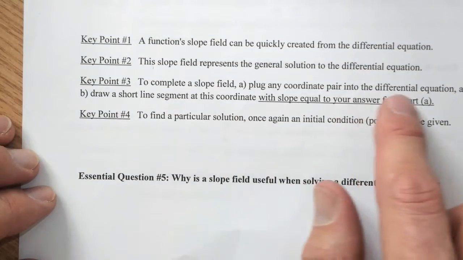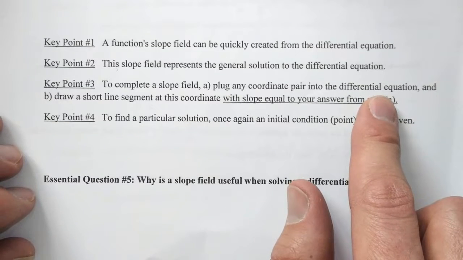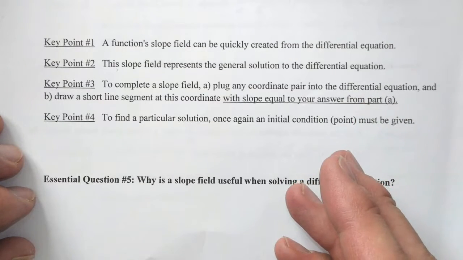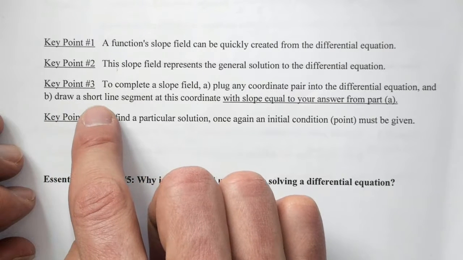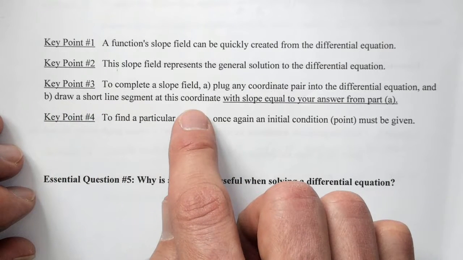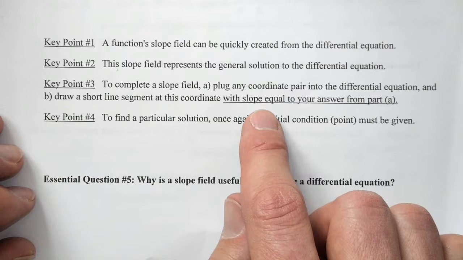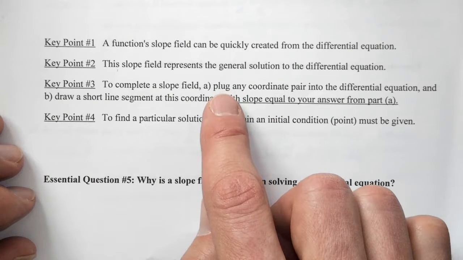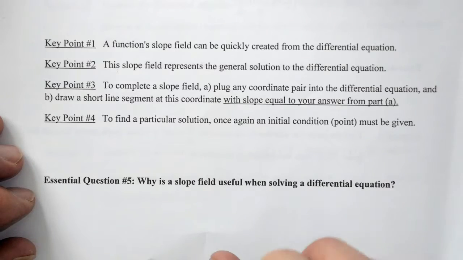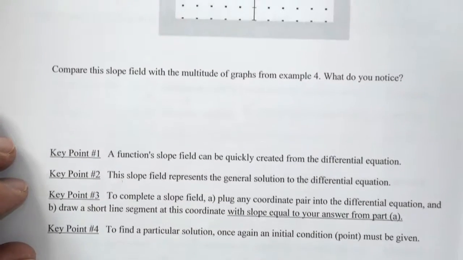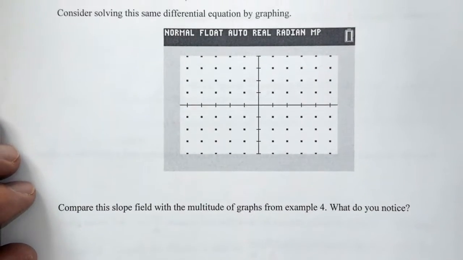And we're going to get a result. Remember that the derivative is the slope of the tangent to the curve at a point along the way. So at that point, we're going to draw a short line segment that has the slope that we found in part A. So that's the idea behind the slope field. Okay, the next video is actually going to show the slope field being made.